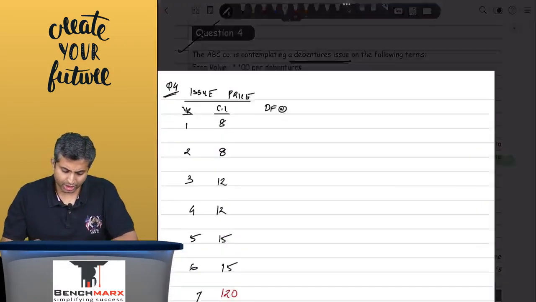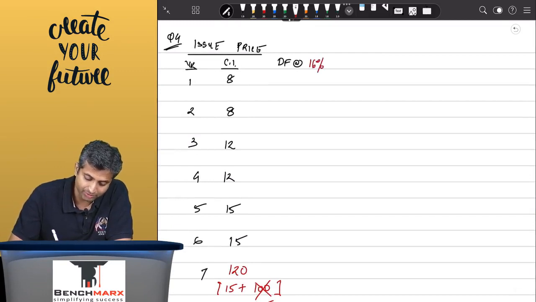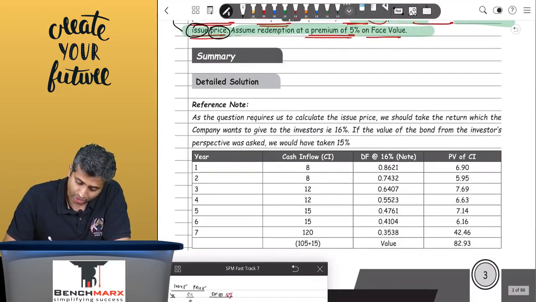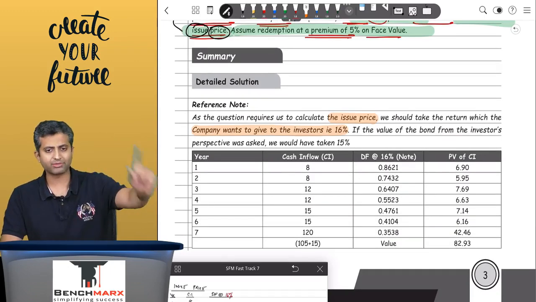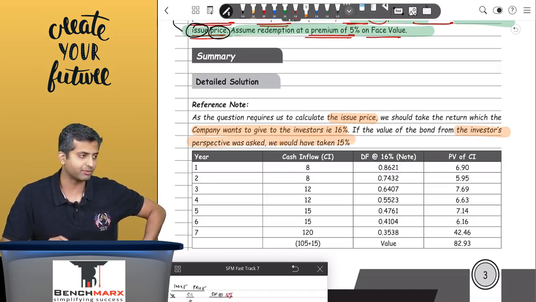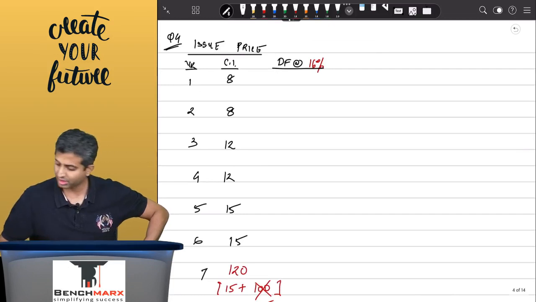Okay, so in this case the discounting factor, remember, will be 16%. Over here as well we would have written a note that why 16. Just to kind of come to that reference note, as the question requires us to calculate the issue price, we should take the return which the company wants to give to the investors, that is 16%. Achha, had the question asked you to calculate the value of the bond from the investor's perspective, then we would have taken 15%. But here it is from the company's perspective, and hence this is 16.